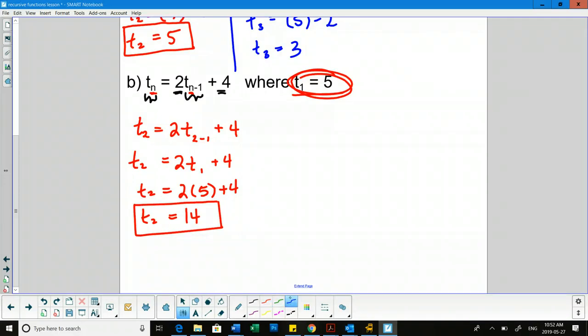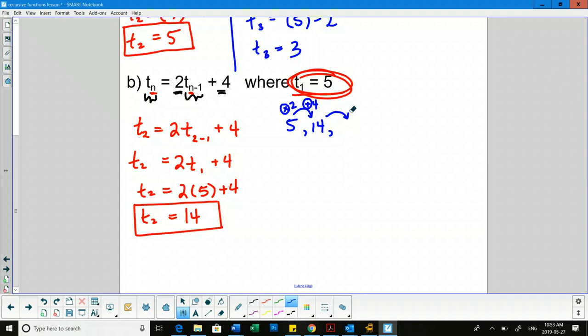Okay, so if you want, you can for sure continue to plug into your formula. You can do term 3 next, and then you can do term 4. But I think here we can just figure this out ourselves. So we want to multiply by 2 first, and then we're going to add 4 to go to the next set of terms. So if I want to continue this sequence here, we're going to take 14, and we're going to multiply it by 2. What does that give us?